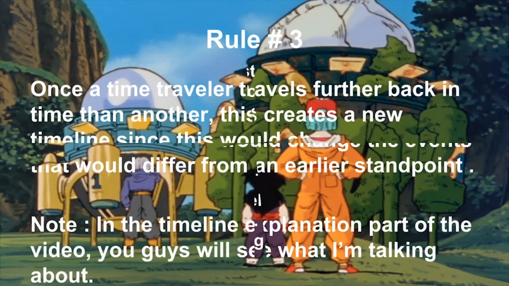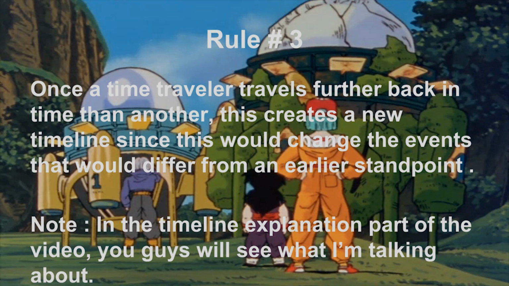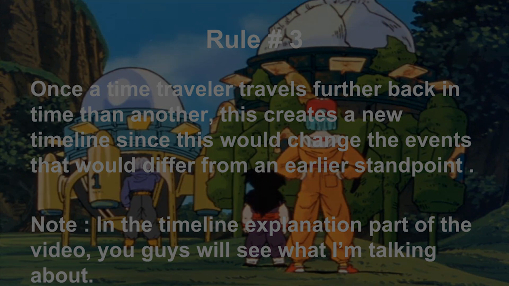Rule number 3, last but most importantly, once a time traveler travels further back in time, this creates a new timeline, since this would change the events that would take place in the future from an earlier standpoint. So you guys will see later on in this video today that there is an instance where a time traveler traveled back further than another time traveler, and that itself created a new timeline, since that will make the events that follow afterwards differ from the original outcome. So I hope you guys understand these 3 important rules, and let's get straight into the explanation.